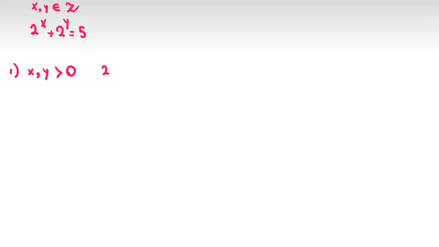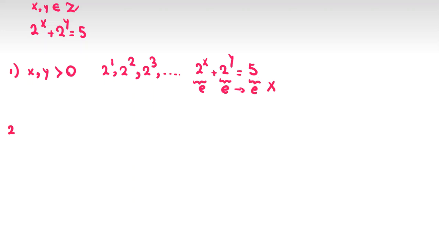So we have 2 to the 1, 2 to the 2, 2 cubed. All of them are even. 2 to the x plus 2 to the y, when you consider, it will be 5. It is an even number, it is an even number, so the sum should be even. 5 is not even. Impossible.